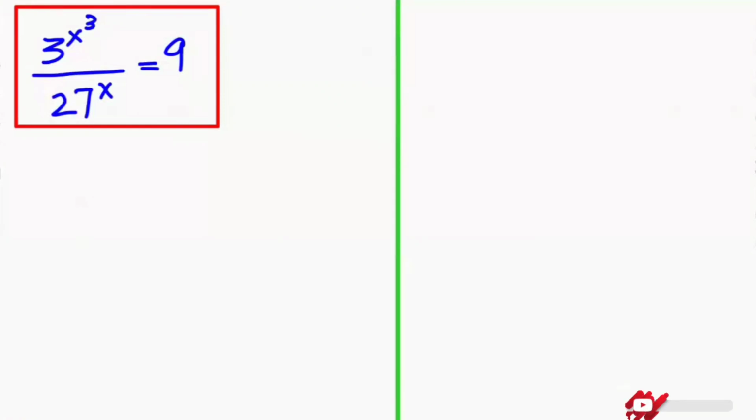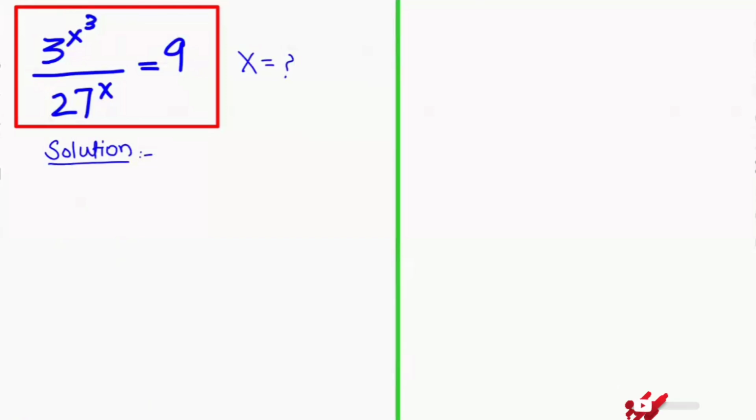Hi everyone, in this video I am going to solve this nice exponential equation. The equation we have is 3 to the power of x cubed over 27 to the power of x is equal to 9. Here we need to find the value of x. So let's get started with the solution.